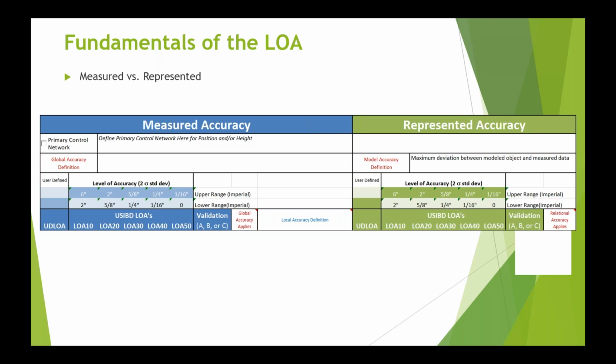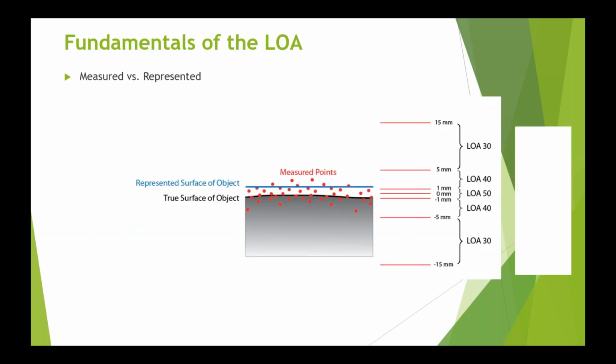So again, you can have different areas. And what are we talking about? Measured and represented. Again, point cloud bouncing all over the surface, hitting a surface, hitting a non-smooth surface. Where's that? And then we've got, where's the true surface? And then where are you representing it at? And this kind of summarizes the different levels of accuracy out there and what we can do.